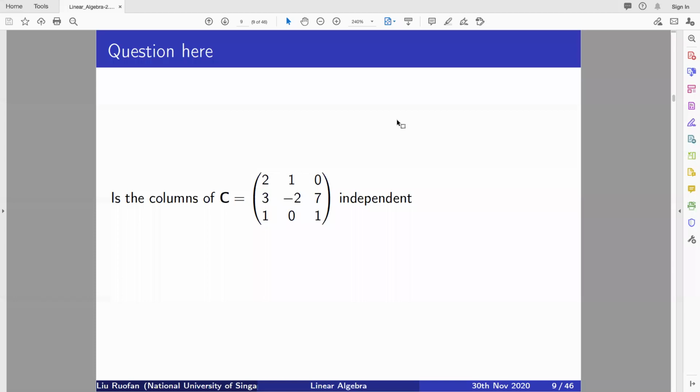I think it's dependent. If I set the coefficient for column one, a, to be one and b to be minus two, then the third column will equal to a times the first column plus b times the second column. Yes, exactly. So the last column is equal to the first column minus two times the second column. So the column vectors of C are dependent.